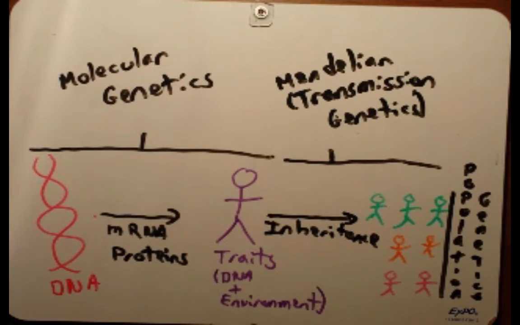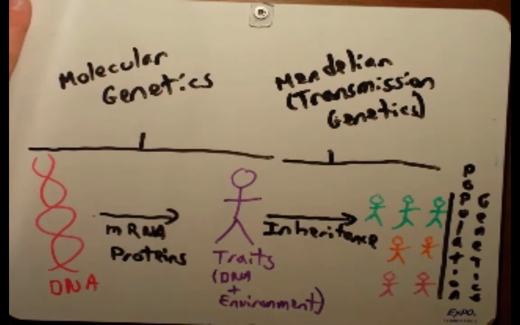So throughout this semester, we're going to begin talking about molecular genetics, and then we'll move into Mendelian or transmission genetics, talking about how traits are passed on. Then we'll begin to talk about how these traits are inherited and how they generate variation and diversity within a population, how that can lead to evolution in the field of population genetics.